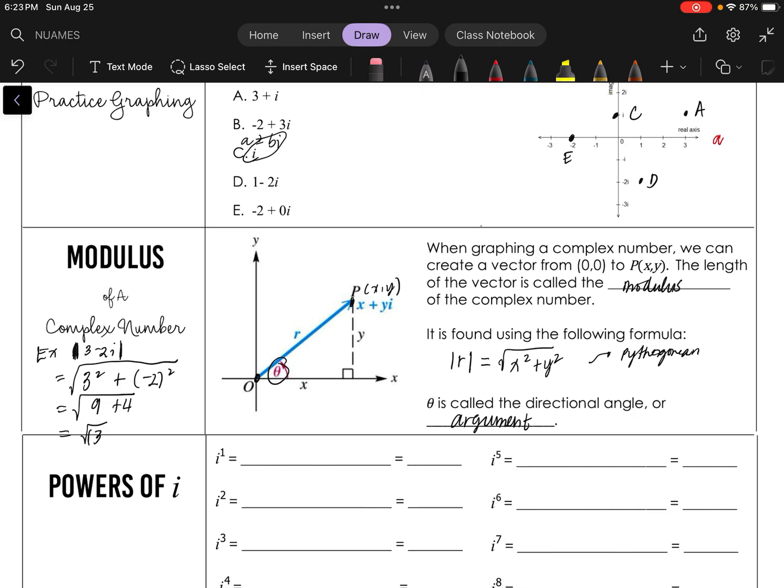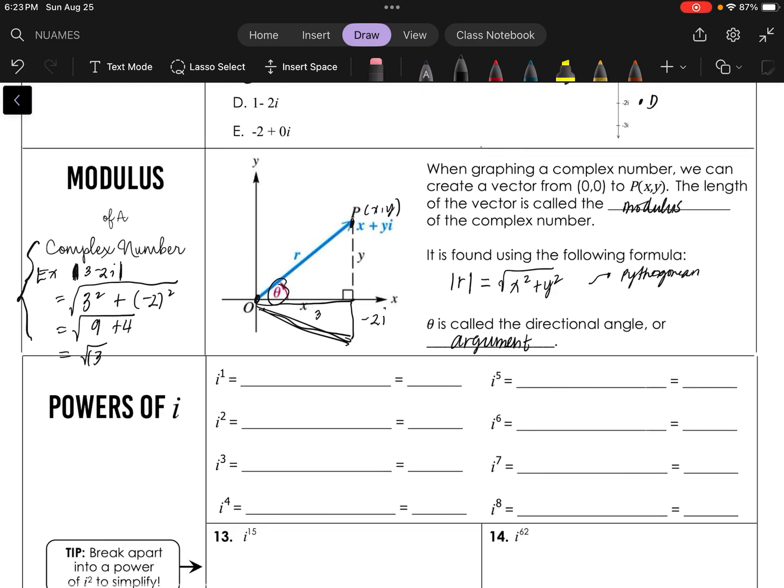So if we try to graph that, you get 3 here. Let's say this is your 3, and this is your negative 2i. This value of the modulus gives you an absolute value of square root of 13. So again, this process here is the way you solve for the absolute value of a given modulus.